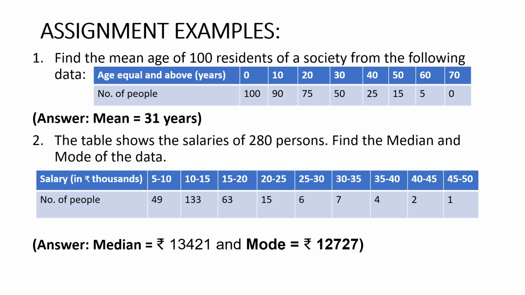In the second example, the table shows the salaries of 280 persons. Find the median and mode of the given data. Salary is given in thousands and the number of people are given. So you just have to find the median, which is 13421 rupees, and mode is 12727 rupees.